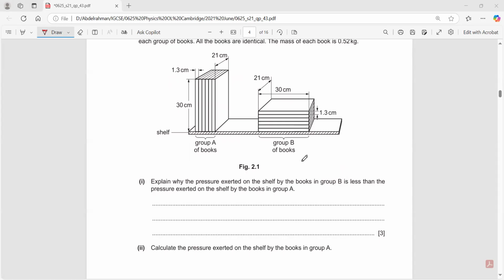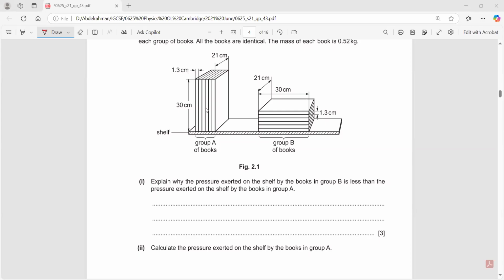Why? In B, what happens to the area in contact? So we can say that the area of the base increases. As the area increases, what happens to the pressure? Pressure decreases for the same force. That's all you need to say.